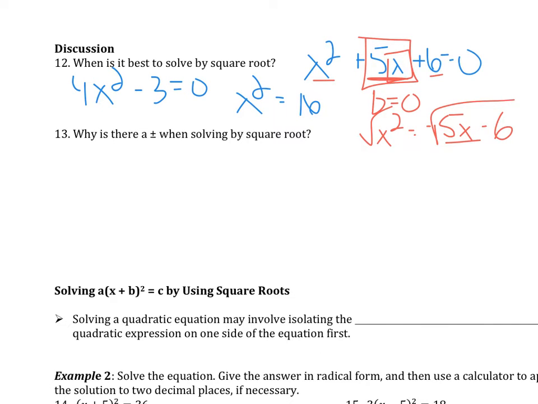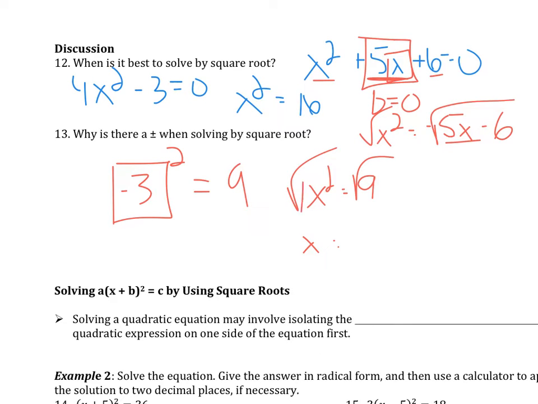And then why is there a plus or minus when solving by square root? As we already kind of talked about, I'll use a different example. Let's go with 9. What squares to give us 9 is essentially what we're trying to answer. Well, 3 squared gives us 9, but so does negative 3 squared. So both of those would work. So if we had x squared equals 9, we take the square root. What I would substitute in for x would be 3 and negative 3. So that's why we get plus or minus.